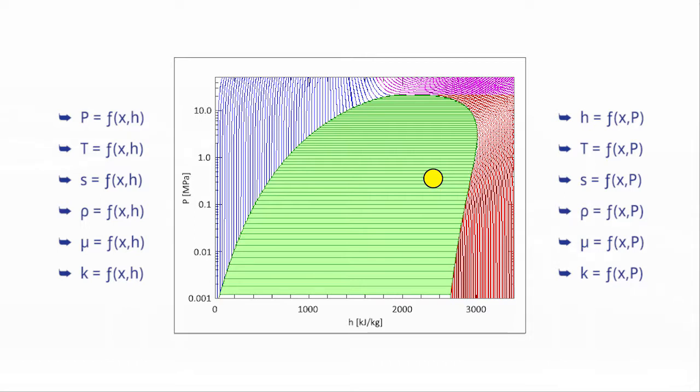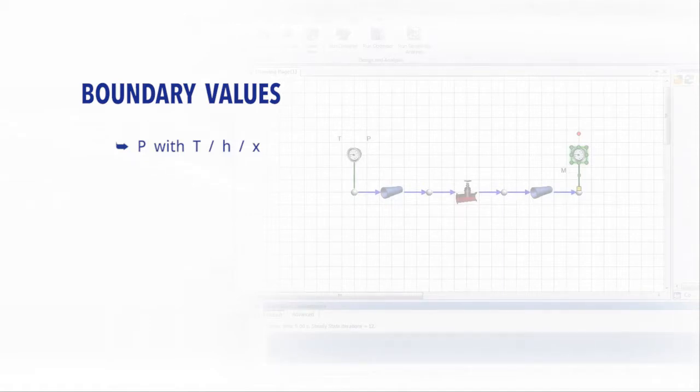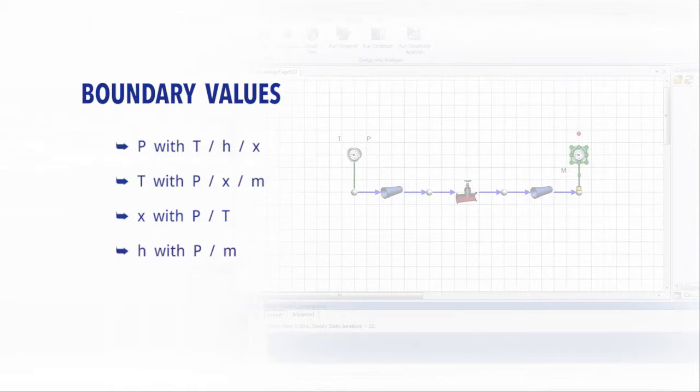can then be calculated. So, for a two-phase fluid, the boundary value combination options for pressure are either temperature, enthalpy, or quality. In combination with temperature, you can specify either pressure, quality, or mass source. For combinations with quality in the mixed phase region, you can specify either pressure or temperature. Combinations with enthalpy include either pressure or mass source, and when specifying mass source, you can also specify combinations of either temperature or enthalpy.